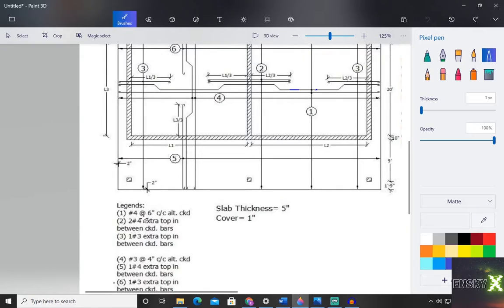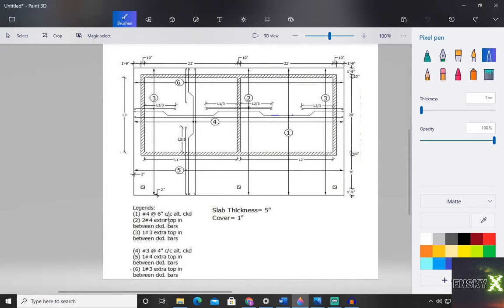In these legends, the number 1 is saying that hashtag 4 at the rate 6 inches C/C alternative crank. So this means these bars need hashtag 4 bar designation. This is the bar designation, and the 6 inch is actually the spacing between straight bar and crank bar.